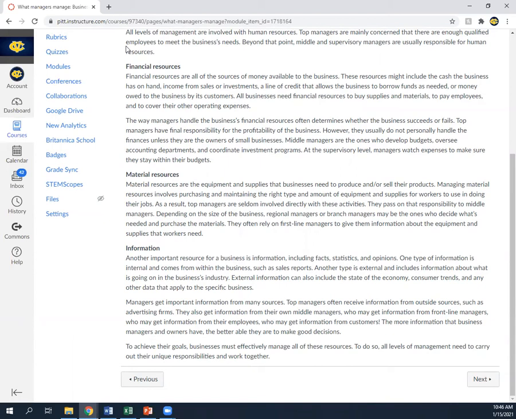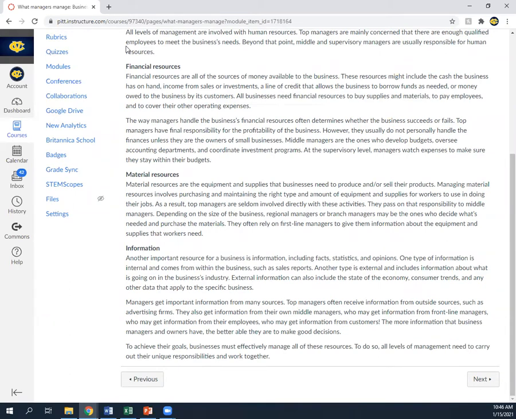Financial resources are all of the sources of money available to the business. These resources might include the cash the business has on hand, income from sales or investments, a line of credit that allows the business to borrow funds as needed, or money owed to the business by its customers.